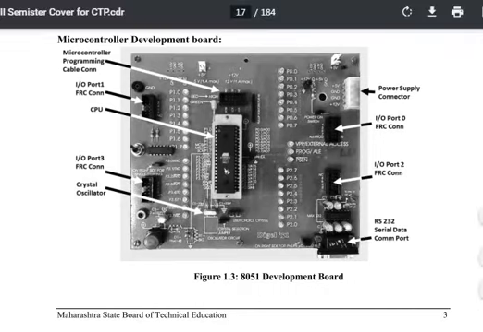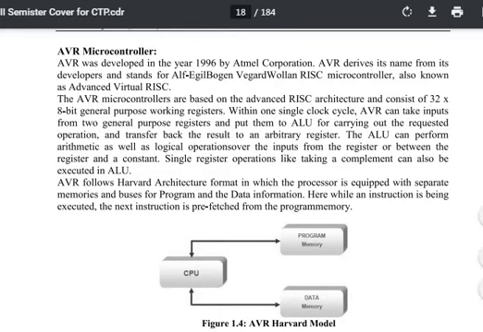Next we see the AVR microcontroller. The AVR, the name itself tells it is an advanced microcontroller. It was first developed in 1996 by Atmel Corporation. The name tells about advanced virtual reduced instruction set computer microcontroller.